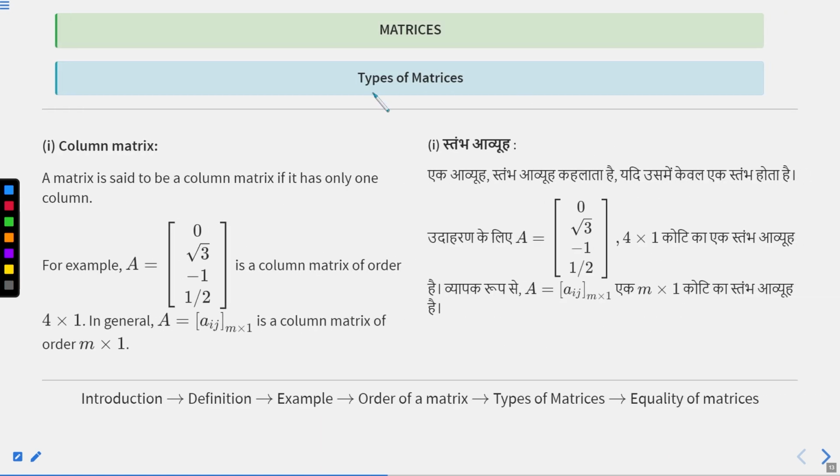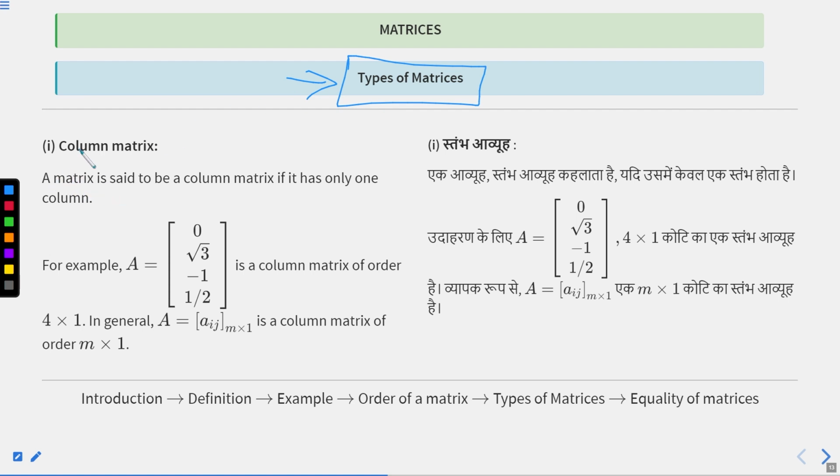Now, types of matrix. What do we mean by types of matrix? We saw what we mean by a matrix. We saw the order of a matrix. We saw how to construct a matrix if you have some information, and on the basis of that information, how you construct it. Now we will see the types of matrices. What are the different types?